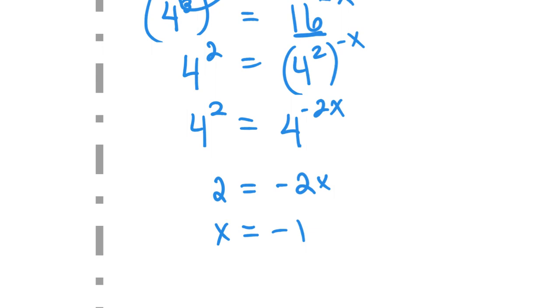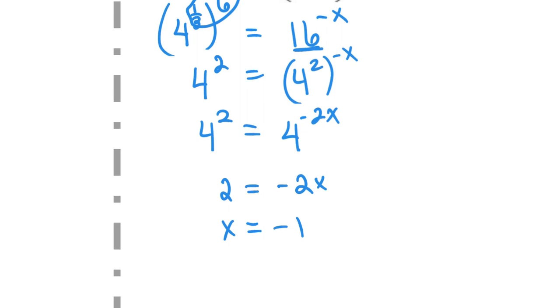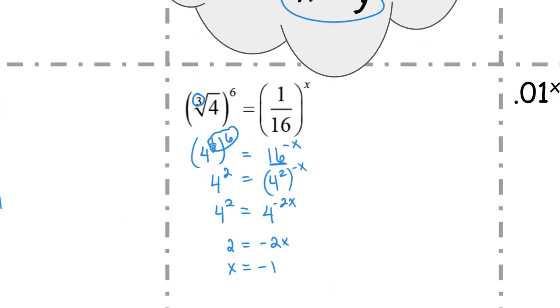So we're just kind of muddling our way through, getting them to the same bases so we can make the bases go away. And that's how we get our exponent down.